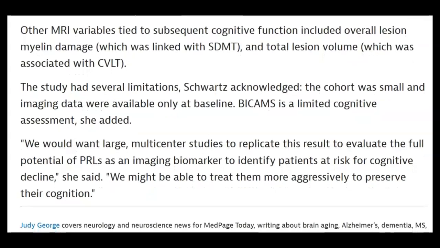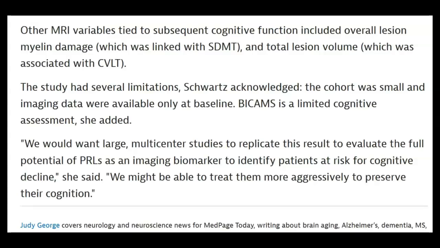They go on to say, other MRI variables tied to subsequent cognitive function included overall lesion myelin damage, which was linked with SDMT, and total lesion volume, which was associated with CVLT. The study had several limitations, Schwartz acknowledged. The cohort was small, and imaging data were available only at baseline. BICAMS is a limited cognitive assessment, she added.